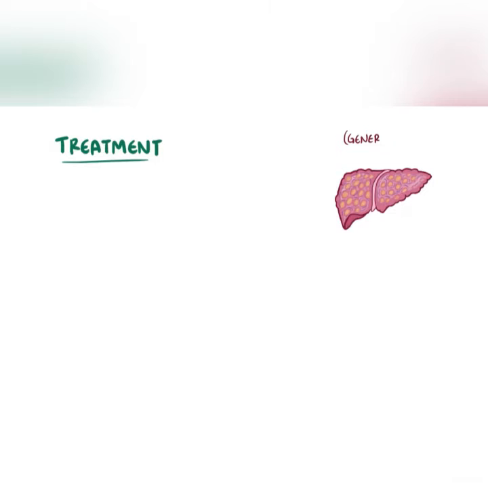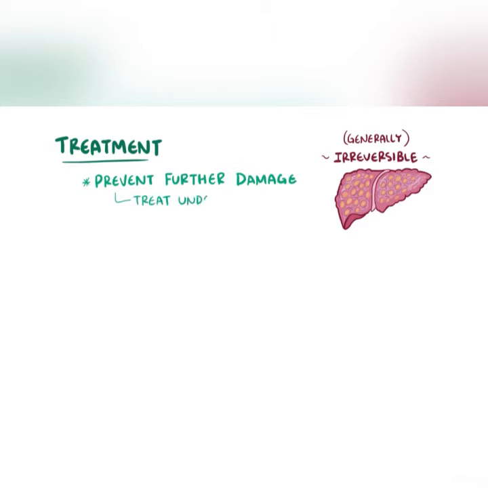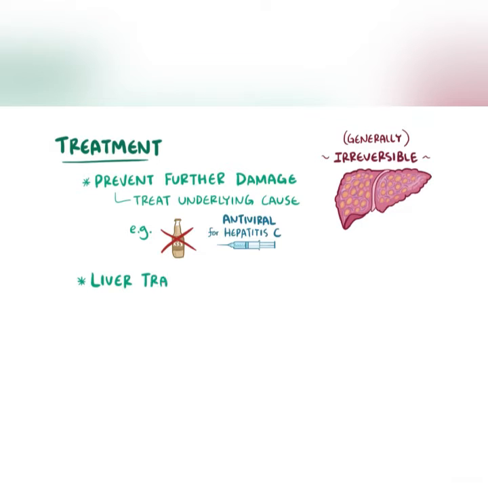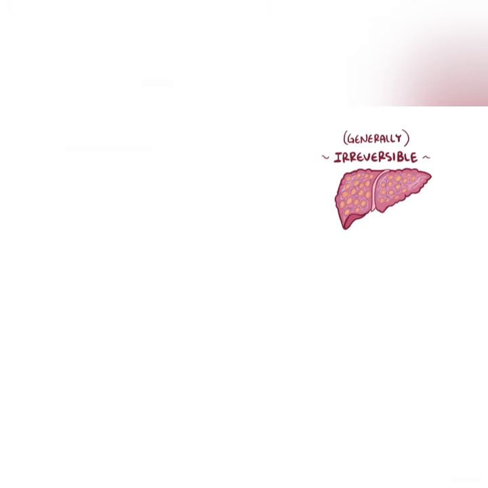As a treatment, generally the scarring in cirrhosis is irreversible. So first of all, it is important to prevent continued liver damage by identifying the underlying cause and treating that. For example, stopping alcohol consumption or antiviral treatment for those with hepatitis C.